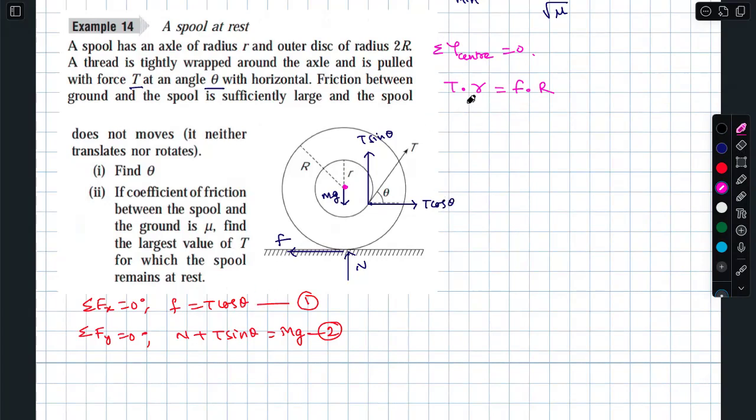Remember, you can use equation 1 here. T means F by cos theta times r is FR. Cancel. So therefore, what you can write is small r by capital R is equal to cos theta. So therefore, theta is cos inverse small r by capital R. This is a very standard model. If the coefficient of friction between the spool and the ground is mu, find the largest value of T for which the spool remains at rest. That is the next part of the question.